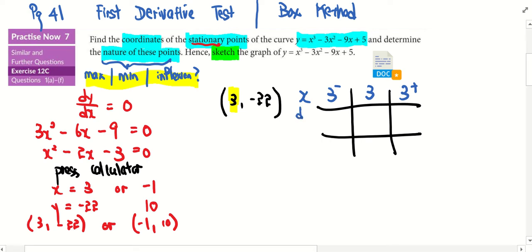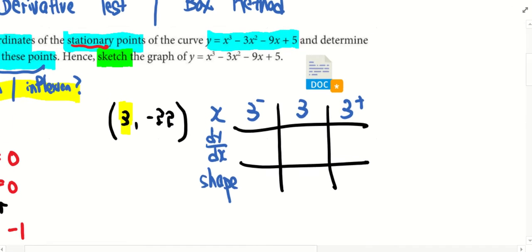Then I need to find out what the dy/dx is, whether it is positive, negative, or 0. Then I need to know the shape. Okay, this is what I need to do to the tic-tac-toe. Now I explain a little bit. You all stand by your calculator.